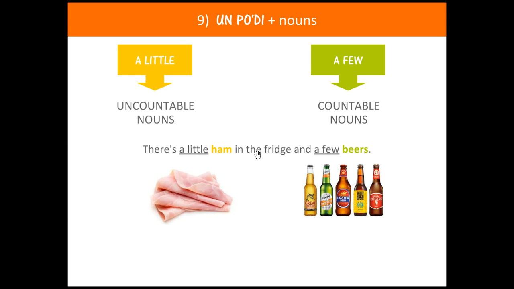There's a little ham in the fridge and a few beers, which doesn't mean c'è un piccolo prosciutto nel frigo. It means c'è un po' di prosciutto nel frigo e un po' di birre. Beers is plural, as you can see, so it's countable: a few. Ham is singular, it's uncountable, so you use a little.